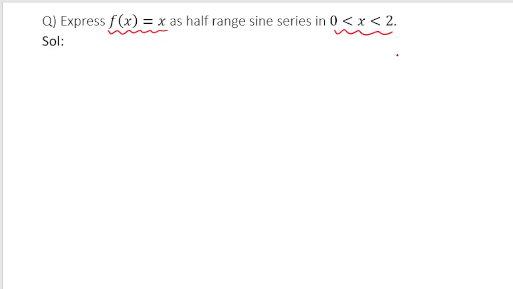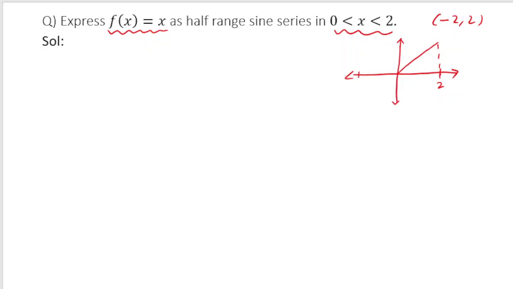First of all, if you look at the graph of this function, drawing the graph is not important because I'm just explaining it for the first time. You can directly write your answer as such. The function is defined in 0 to 2, and the graph of f of x is equal to x will look like this. Now this is not the complete range, because we want the complete range from -2 to 2.